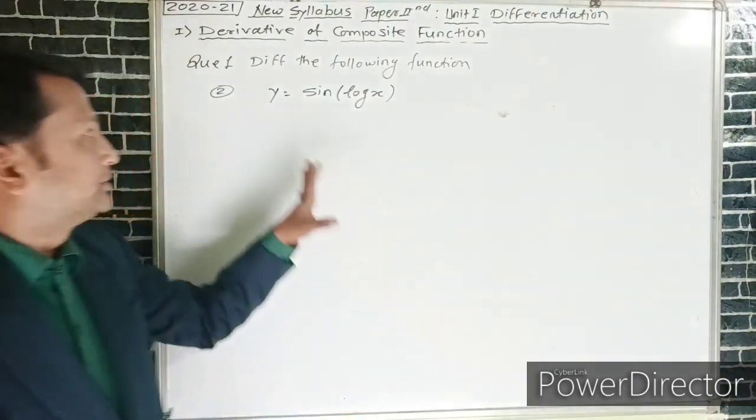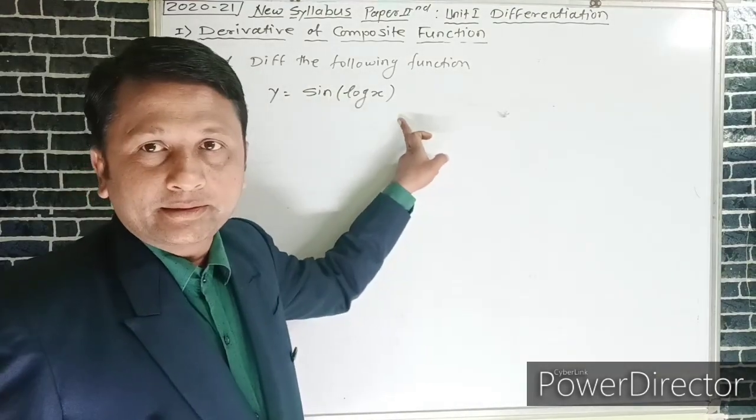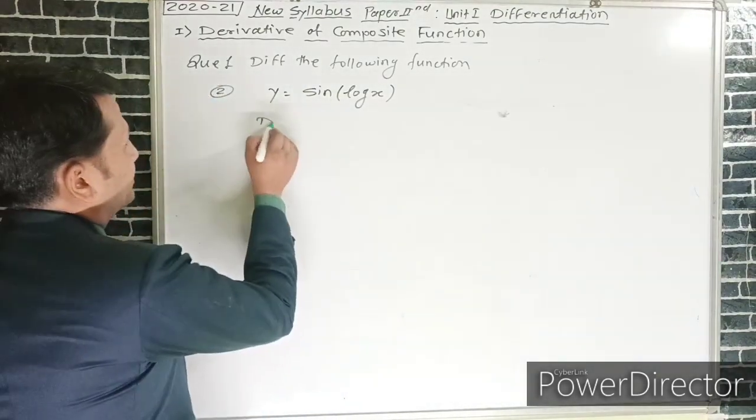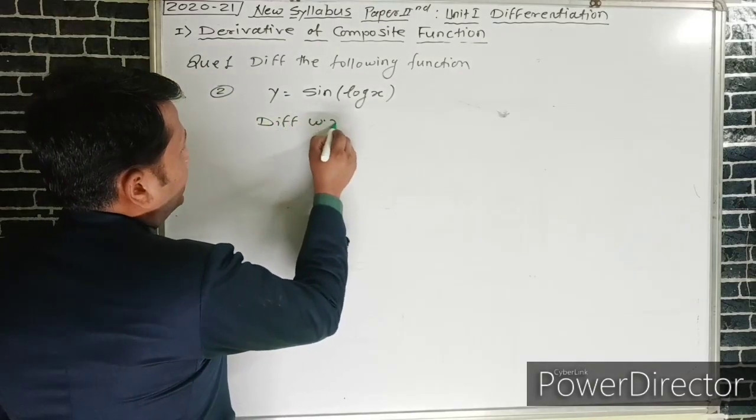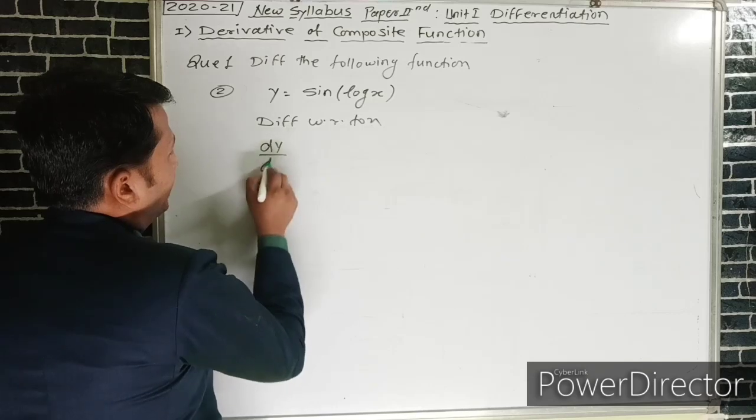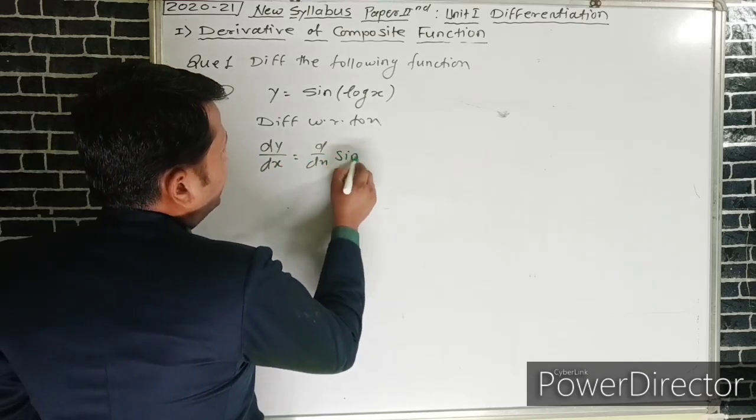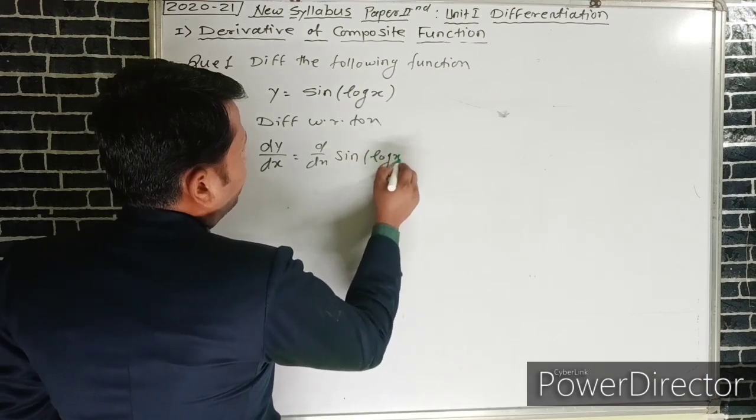Example number two is y is equal to sine of log x. If we differentiate the given function with respect to x, then the derivative of y is dy upon dx, and the derivative of sine of log of x.